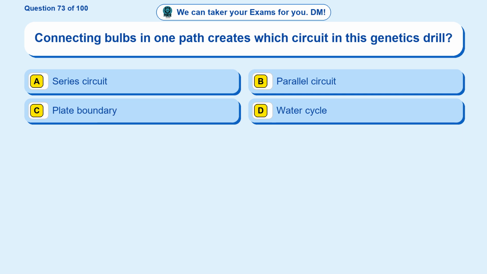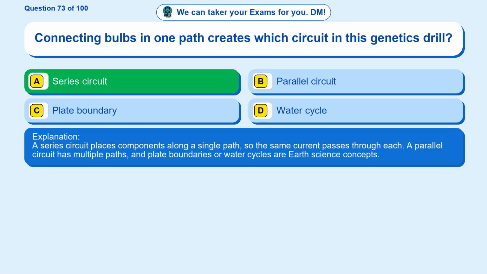Question 73. Connecting bulbs in one path creates which circuit in this genetics drill? Option A, series circuit. Option B, parallel circuit. Option C, plate boundary. Option D, water cycle. The correct answer is option A. Series circuit. A series circuit places components along a single path, so the same current passes through each. A parallel circuit has multiple paths, and plate boundaries or water cycles are earth science concepts.